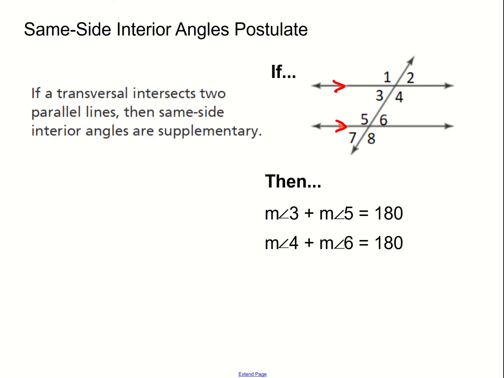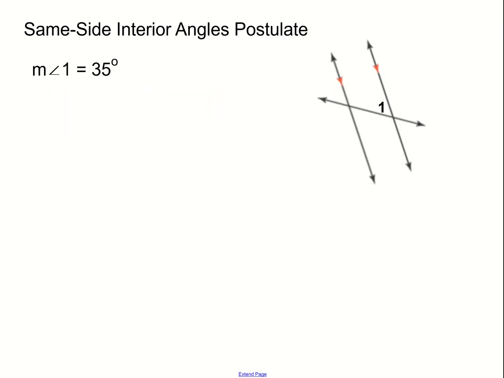In this case, the same side interior angles are, well, you have angle 3 and angle 5, they're on the same side, and then you have angle 4 and angle 6. And so angle 3 and 5 are supplementary, so they add up to 180. Same thing for 4 and 6. And so that's the postulate.